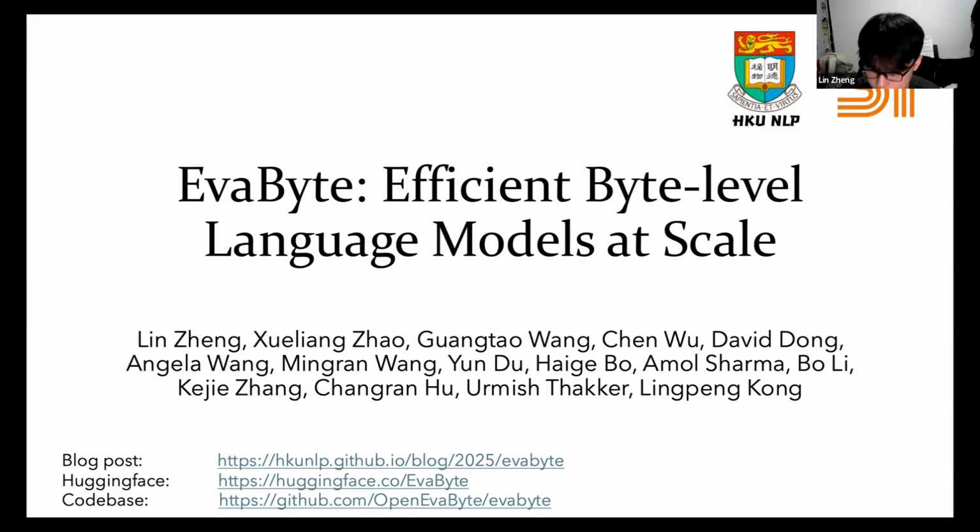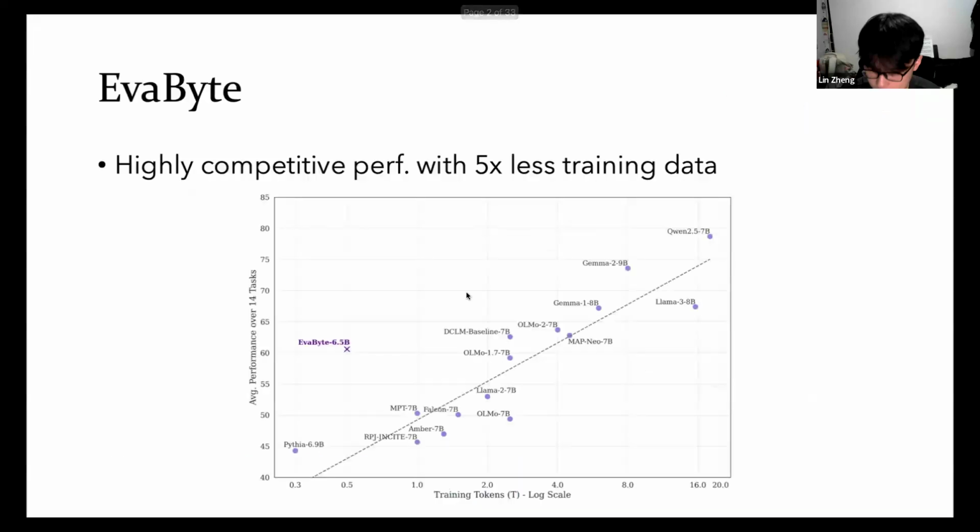The most interesting part of EvaByte, the finally delivered model, is its data efficiency gains. We surprisingly found that EvaByte 6.5 billion performs very competitively compared to tokenizer-based language models, even with much less data, usually 5x or even 10x less data than recent open recipe tokenizer-based language models. This is the most intriguing part we found during our development of byte models, especially at scale.